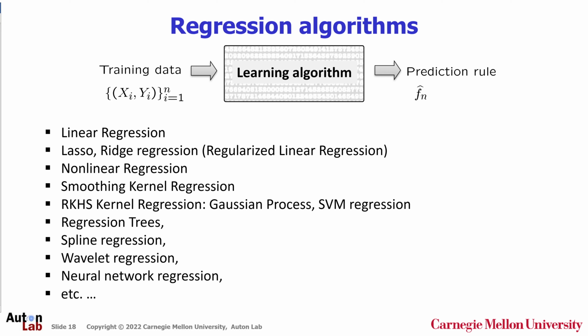Regression algorithms try to use our training data and then produce a regression function that should be a good approximation of the expected value of Y given X. There are many different regression methods, from linear regression and regularized linear regression to nonlinear methods. There are, for example, spline and wavelet-based methods for regression, and recently neural network-based regression methods became very popular too.